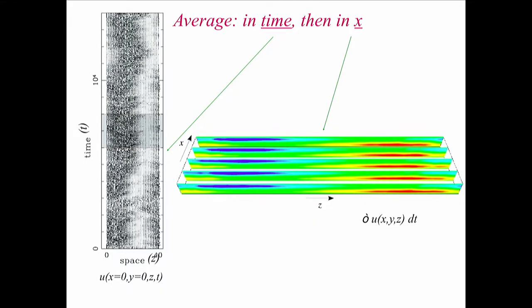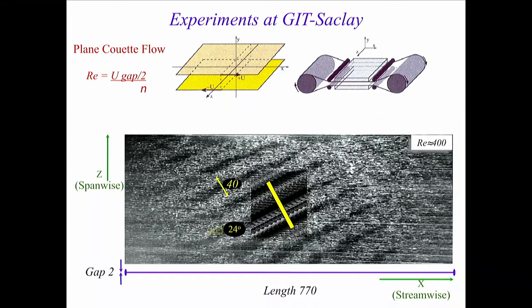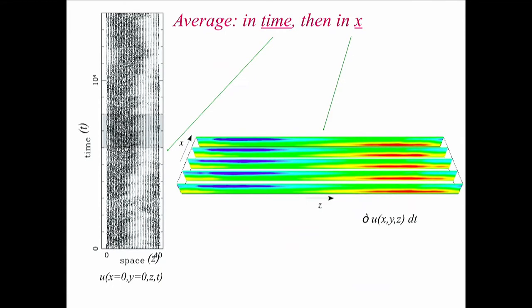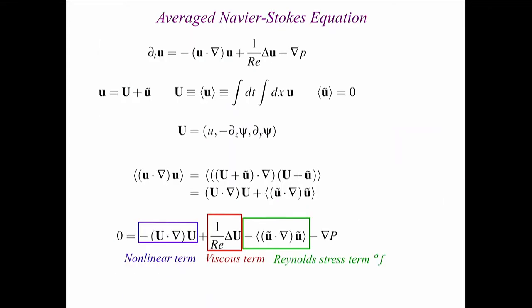And among the things that we did was to average in time. This is now a line along this direction, in the mid-plane, halfway between the two plates. And you can see there forming the turbulence and the laminar region. And now you can average in time, and you get a smooth data set. And then you can analyze it.